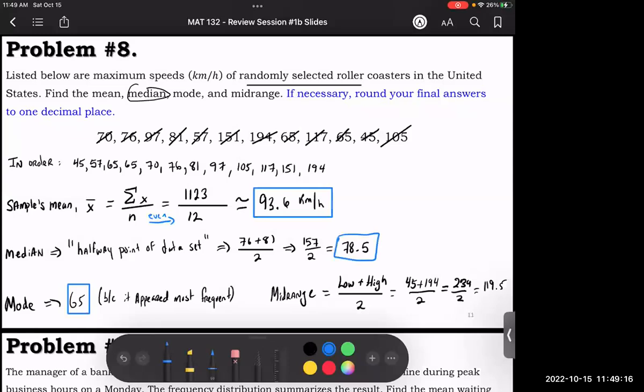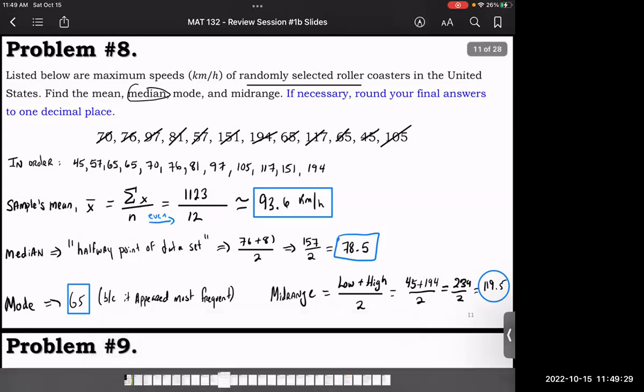Sometimes your data set can have no modes because none of the data values appeared the most frequently. And then you have the mid-range, which is just a rough estimation of the middle. Okay, questions on problem 8? No. Okay, let's continue.